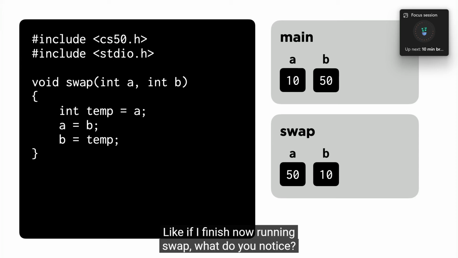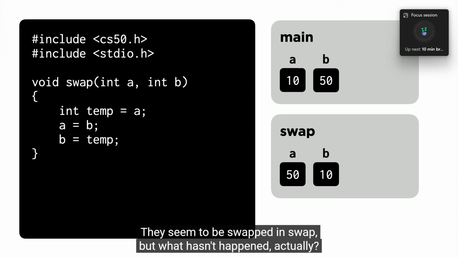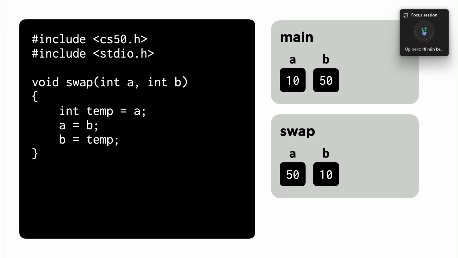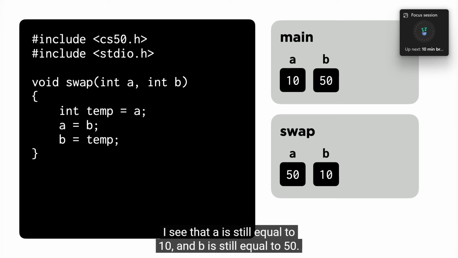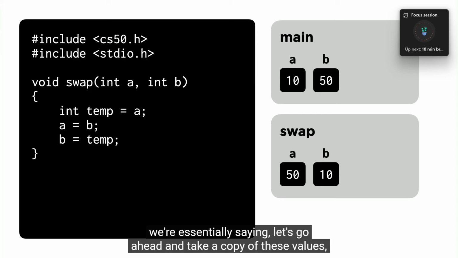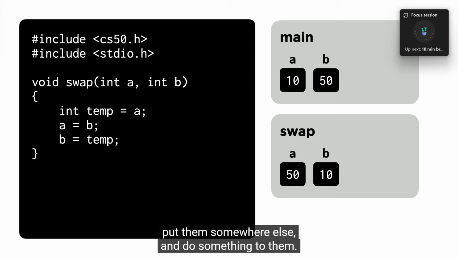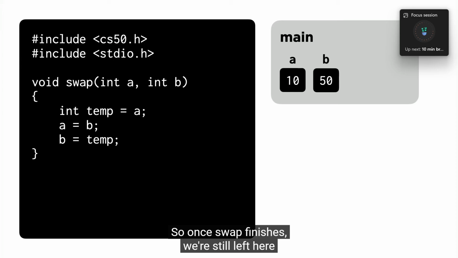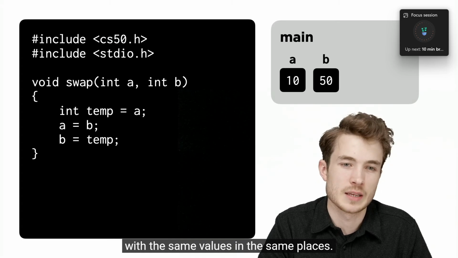But what's the problem? If I finish now running swap, what do you notice? They seem to be swapped in swap, but what hasn't happened actually? Yeah, so in main, they're still the same. I see that A is still equal to 10, and B is still equal to 50. So if we call a function without using pointers, we're essentially saying, let's go ahead and take a copy of these values, put them somewhere else, and do something to them. We won't actually impact the variables we were hoping to impact when we set them or use them in main. So once swap finishes, we're still left here with the same values in the same places.